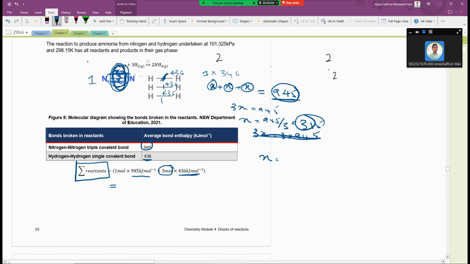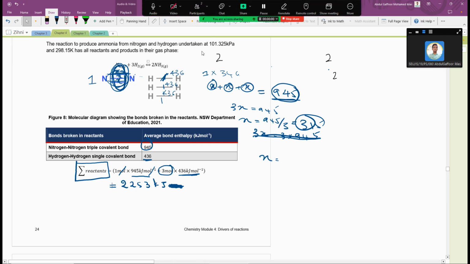So if you simplify this, what do you get? You can use a calculator. 945 plus 3 times 436 gives 2253, right? 2253 kilojoule, only kilojoule, because the per mole and the moles cancel out.